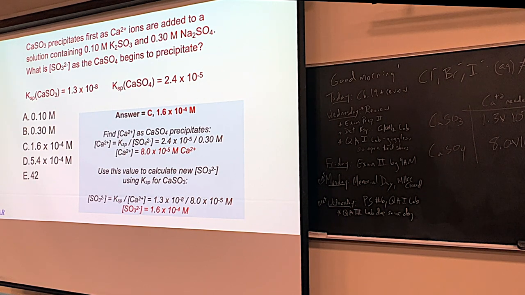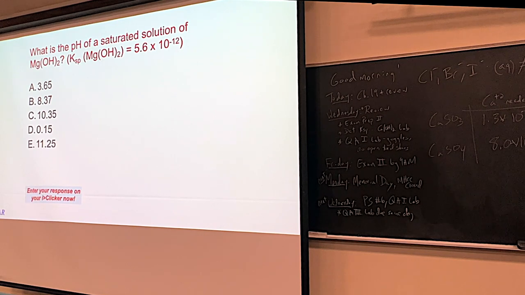This next question is figuring out the pH of a saturated magnesium hydroxide solution. This has a Ksp. Now, in this problem, you don't know anything about concentrations of strong base or strong acid. But from Ksp, you can find hydroxide, and from hydroxide, you can find pH. So see if you can figure this out.